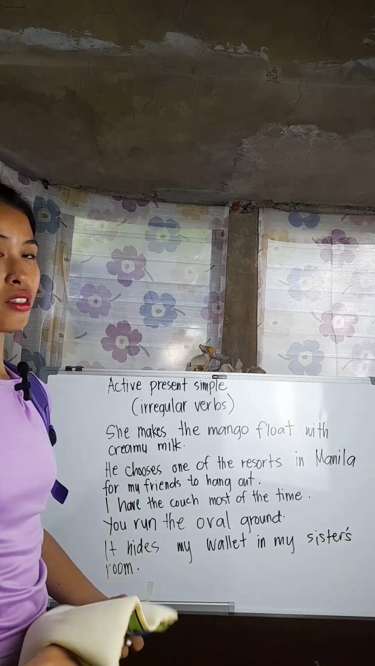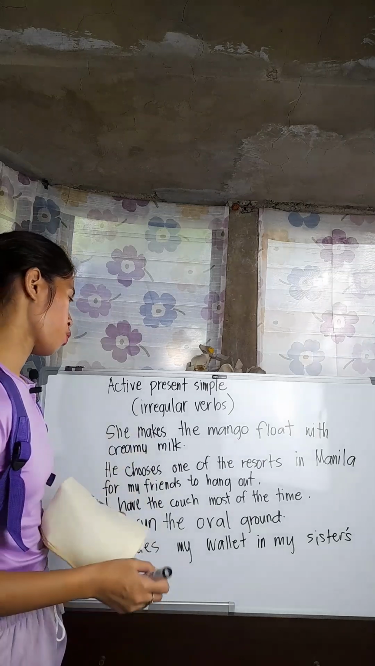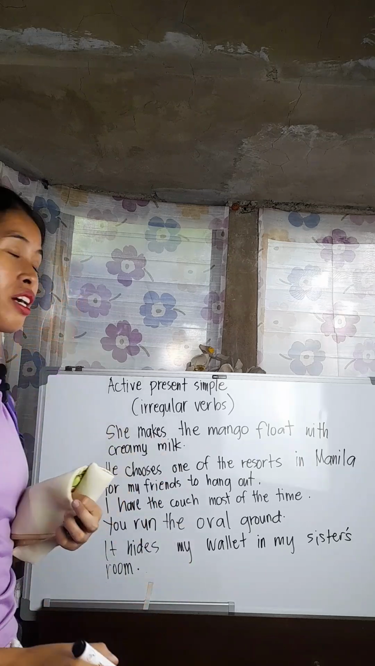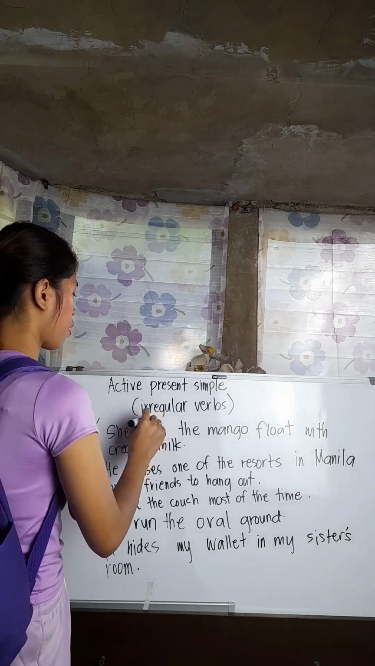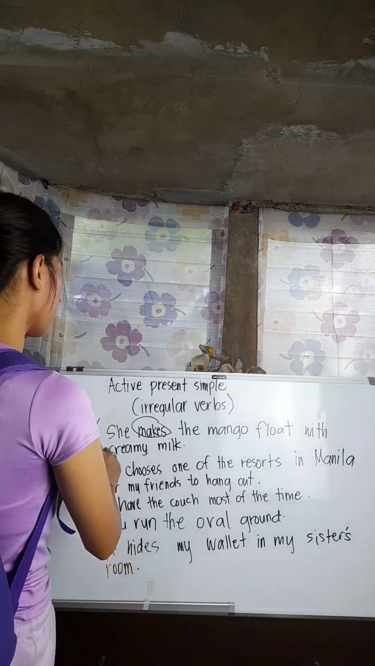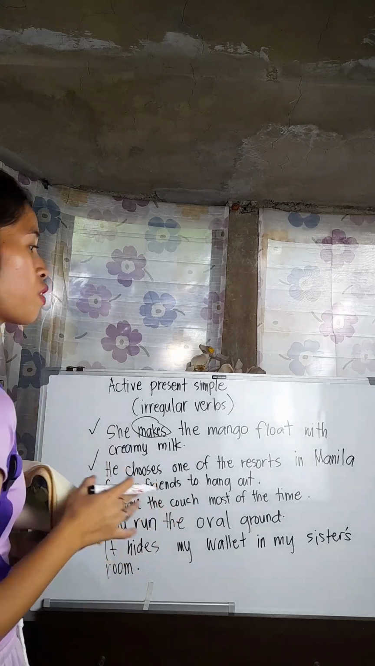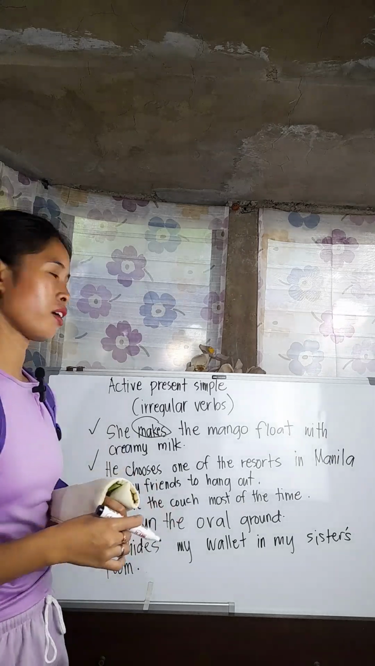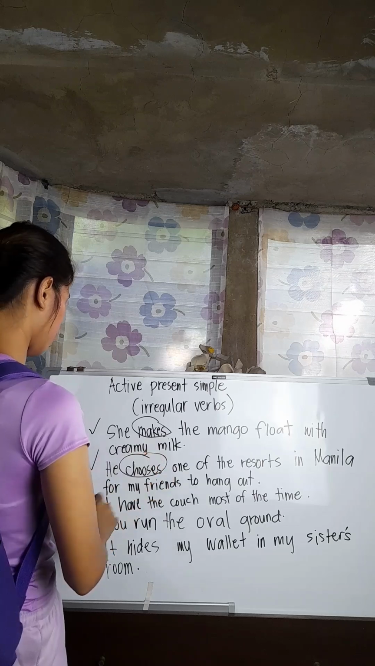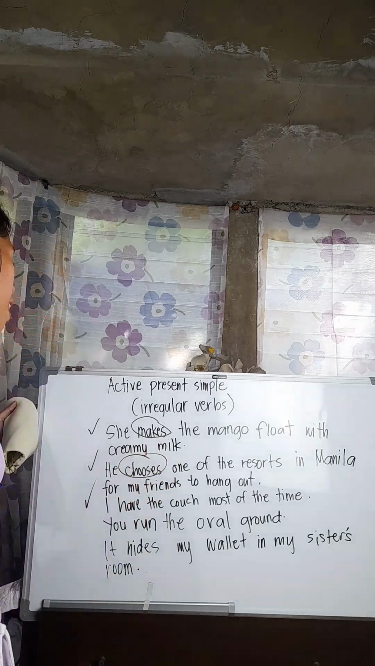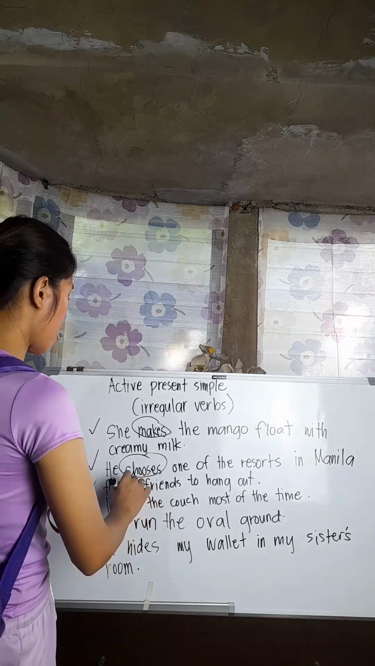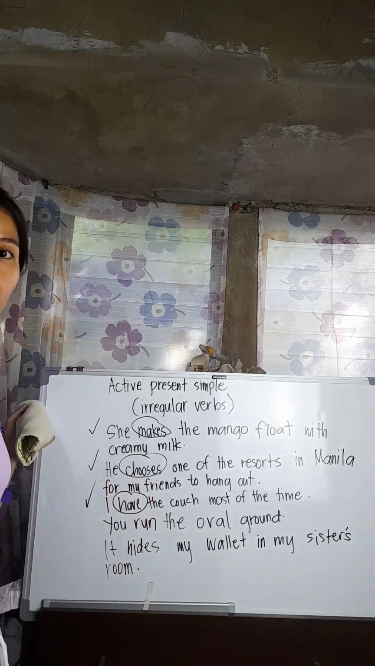The first sentence, she makes the mango float with creamy milk. She as the subject, makes as the present simple verb. Second sentence, he chooses one of the resorts in Manila for my friends to hang out. He as the subject, chooses as the present simple verb. For the third sentence, I have the couch most of the time. I as the subject, have as the present simple verb.